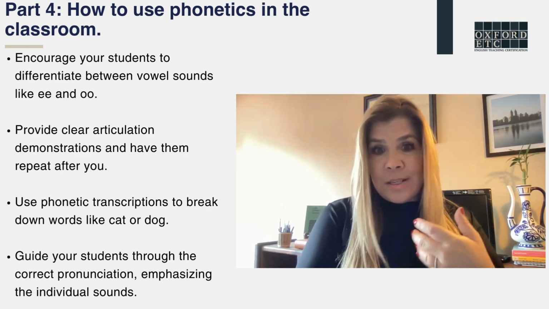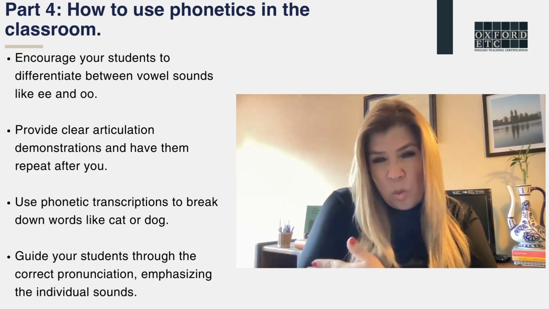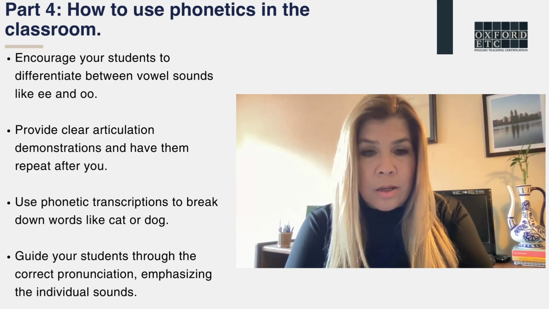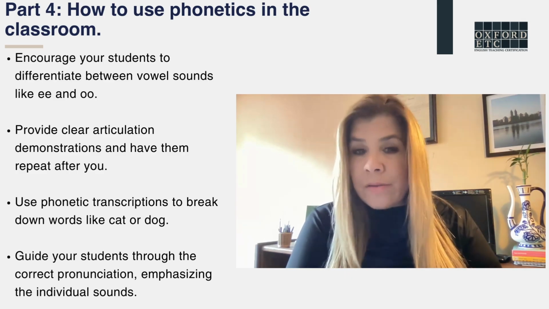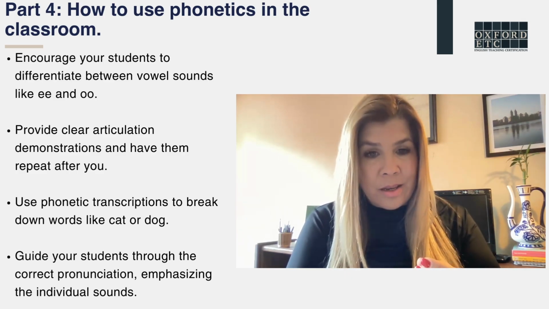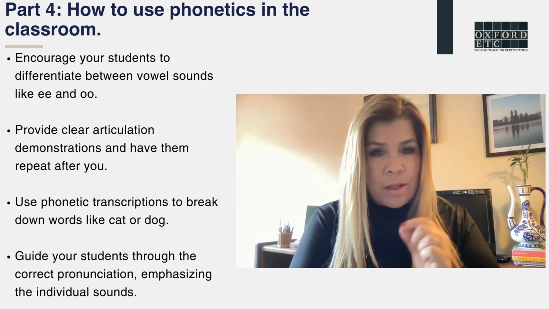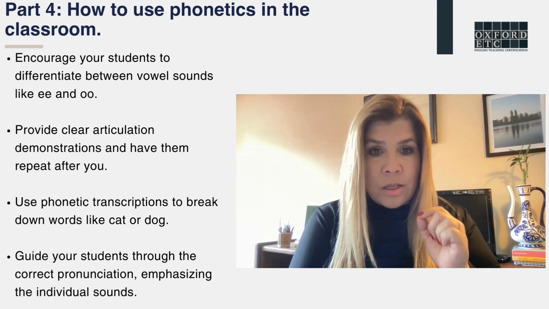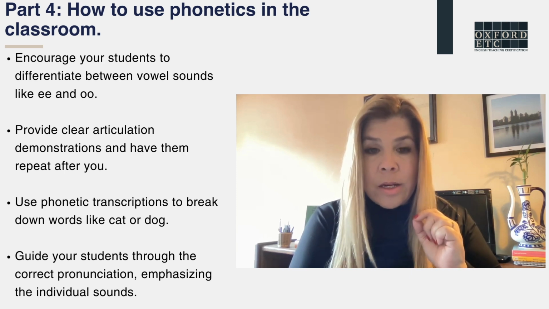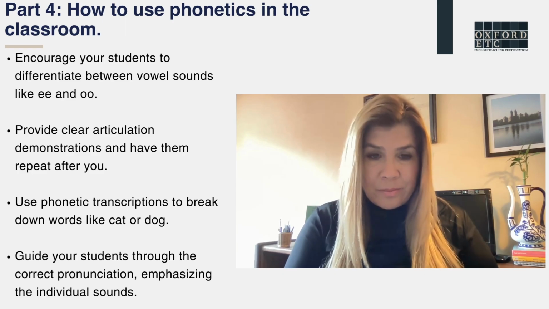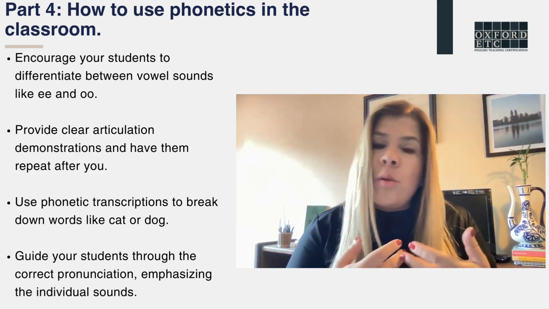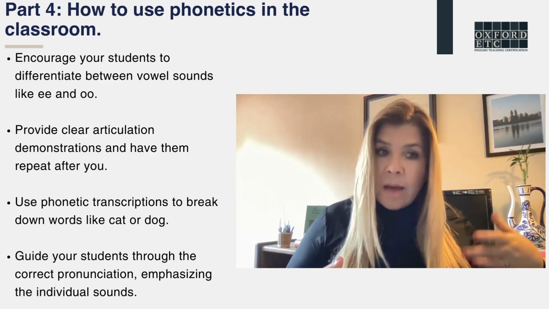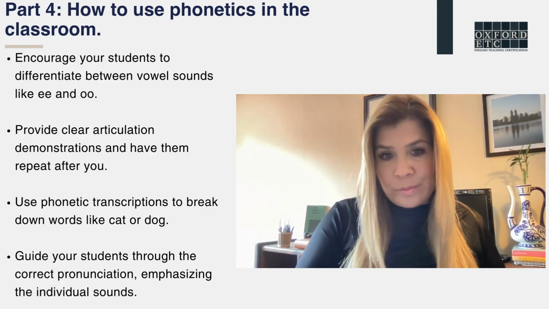I love to sit in the sun to get warm. I have a three-year-old son. My son loves to sit in the sun. There is a slight difference in the pronunciation of the short ah as in box, sun, and as in umbrella, sun. Make sure that you provide clear articulation demonstrations and have your students repeat after you.